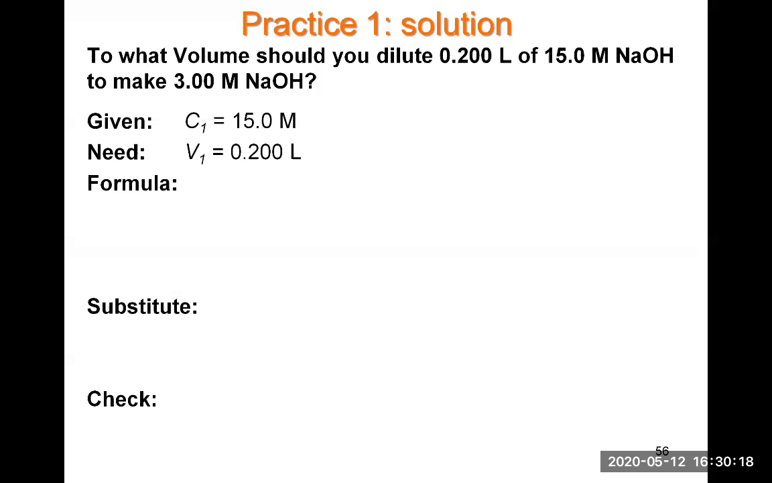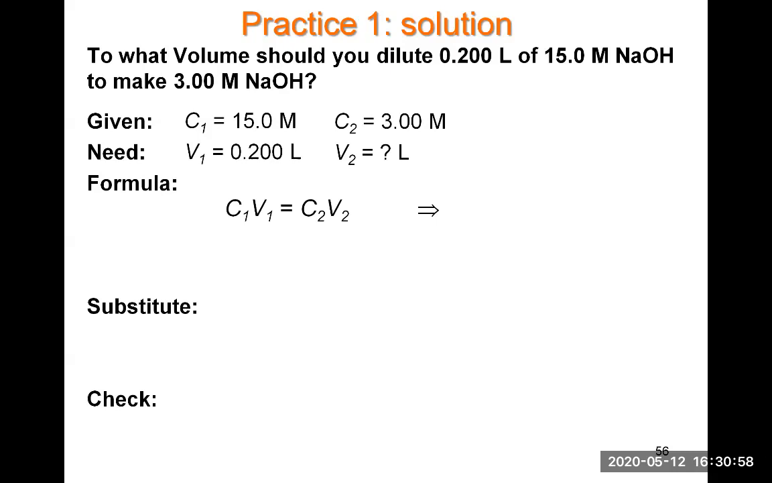And we want to dilute that to make a 3 molar NaOH solution. So you see that the concentration goes from 15 molar to 3 molar. So that's the concentration of the diluted solution. 3 molar is C2. And we are looking for V2, the volume to which we should dilute that initial solution. So we will need the dilution formula that says C1 times V1 equals C2 times V2.